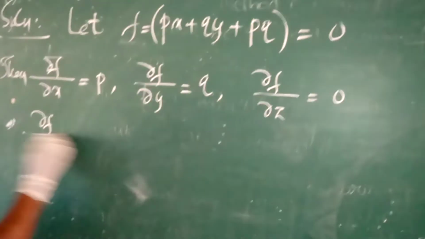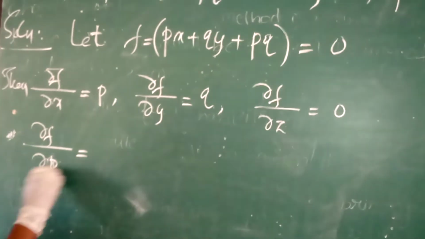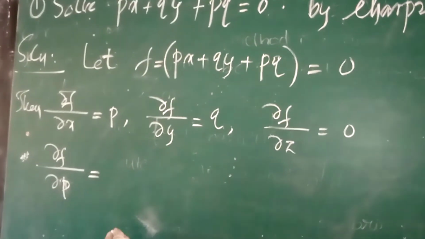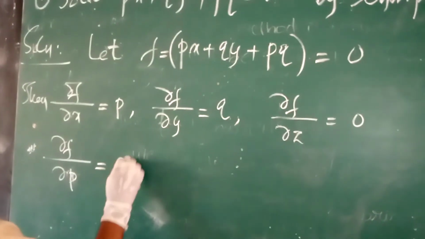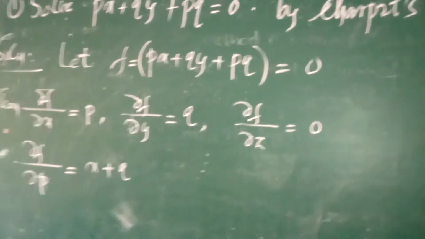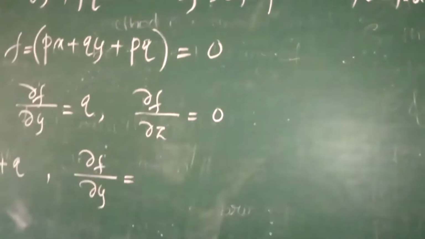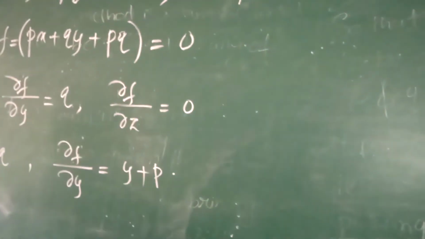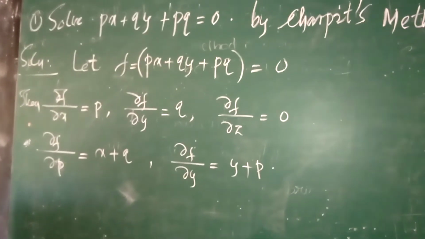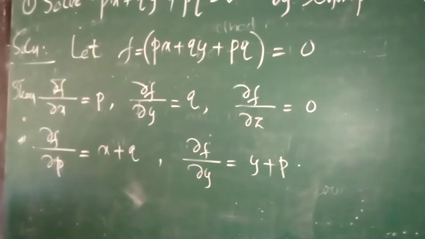The partial derivative of f with respect to p is x + q, since here is one term which consists of p, and here x is constant. The partial derivative of f with respect to q is y + p. Now you have obtained all the possible partial derivatives: ∂f/∂x, ∂f/∂y, ∂f/∂z, ∂f/∂p and ∂f/∂q.